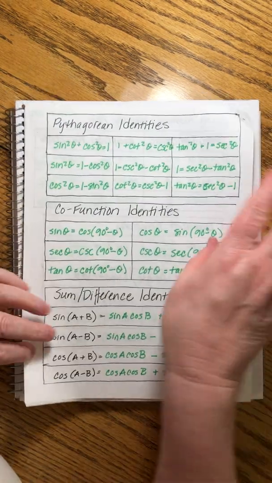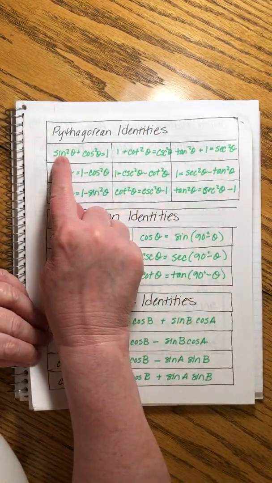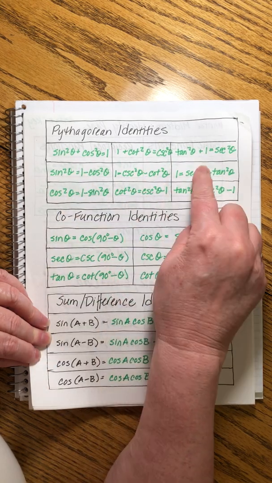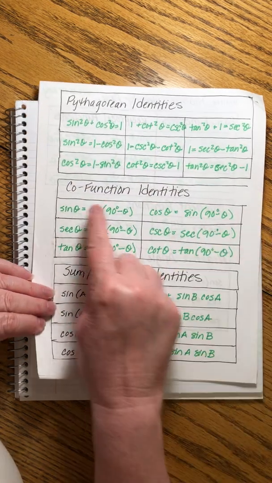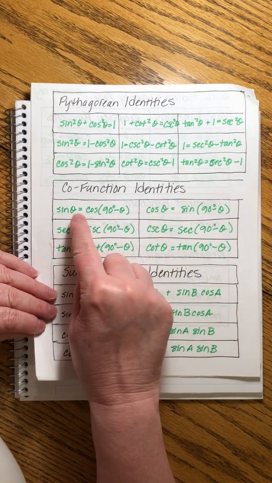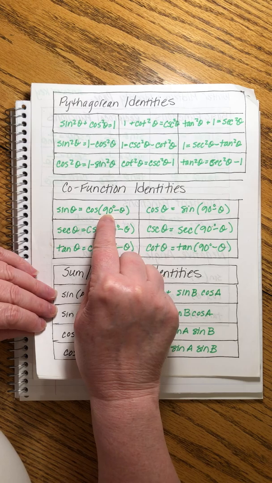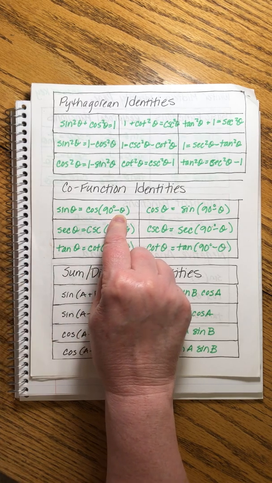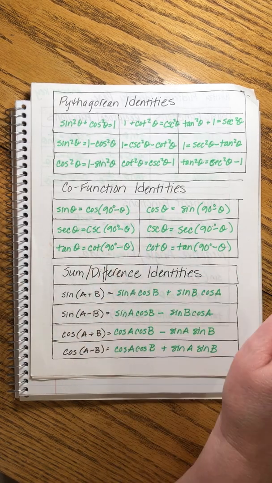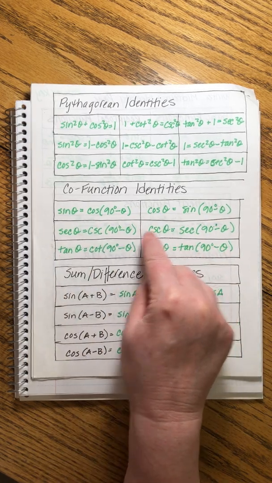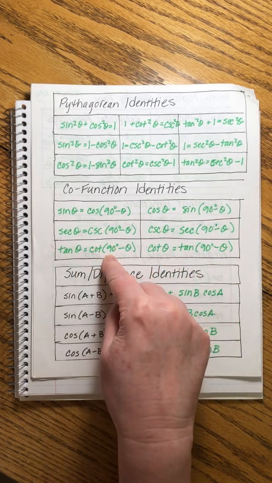And then on the back side, we have the Pythagoreans. The way I do it is I write the three main ones up here and then rearrange to get the other ones down here. The cofunction identities are the ones that relate sine of theta equals cosine of 90 minus theta. Remember we learned that a while back. Sine and cosine are buddies, secant and cosecant, tangent and cotangent.